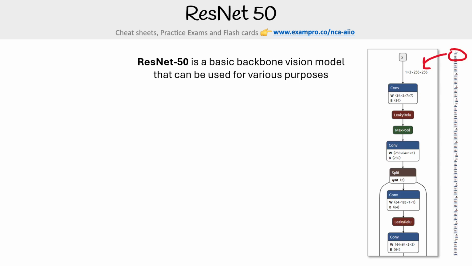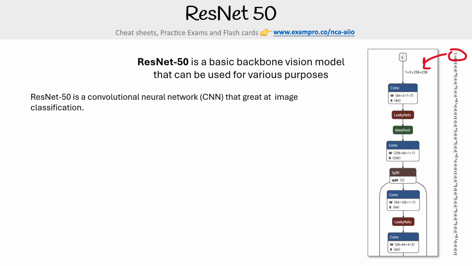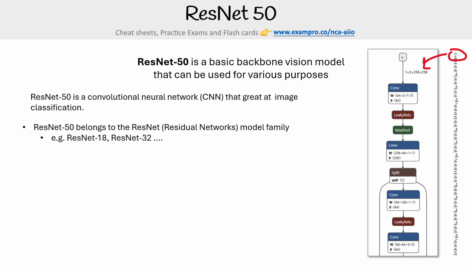So on the right-hand side, you can see the visualization. I can't remember the name of the visualization tool, but there are tools to visualize models. And so you can see it's really, really long. And you can see a close-up view of how that works. I'm not going to explain how the model works in this video. I'm going to tell you what it does, but I'm not going to explain the math behind it and stuff like that. But anyway, ResNet 50 is a convolutional neural network that's great at image classification.